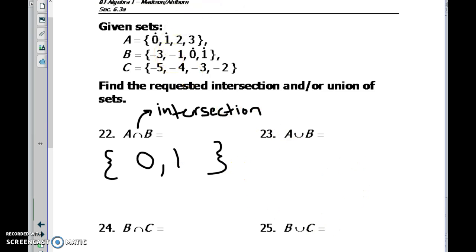All right, let's look over here at 23. Now we have the U, and I think that the U is easier to remember because U is for union.